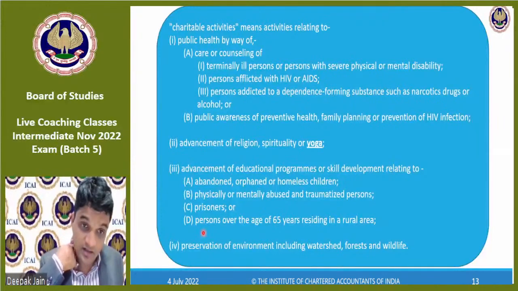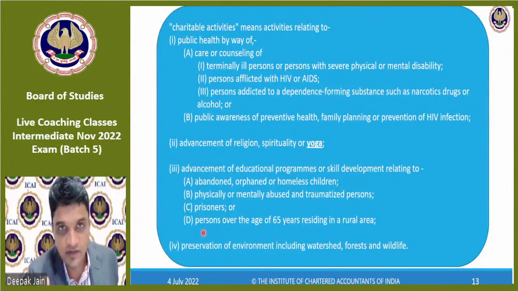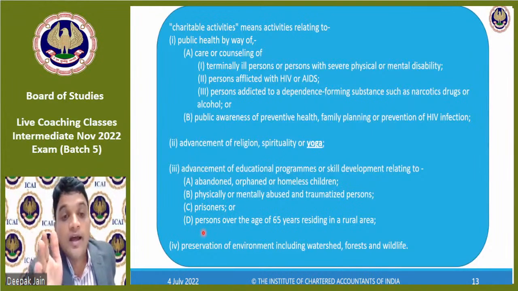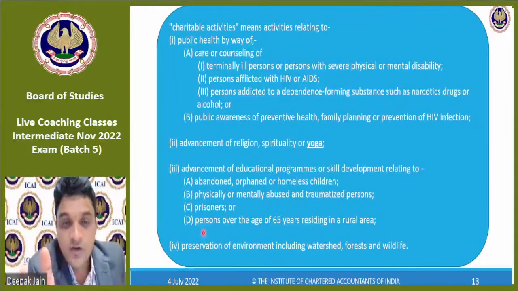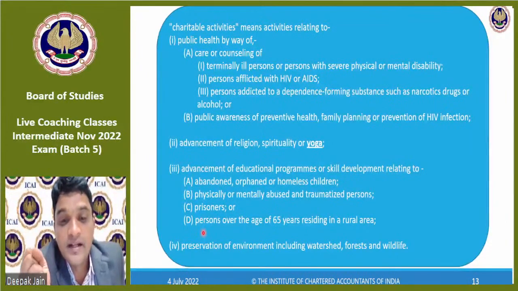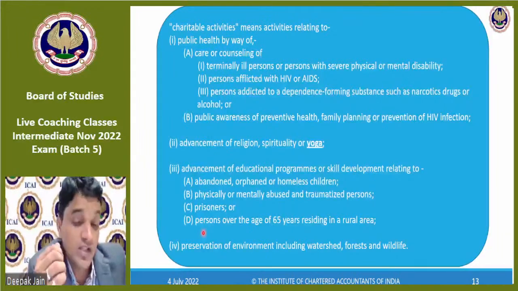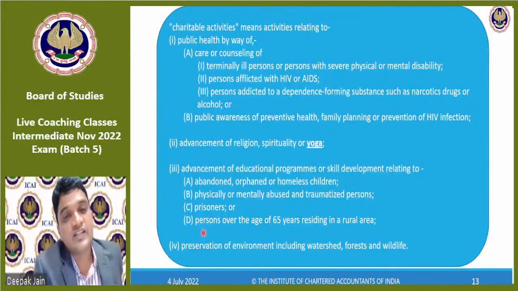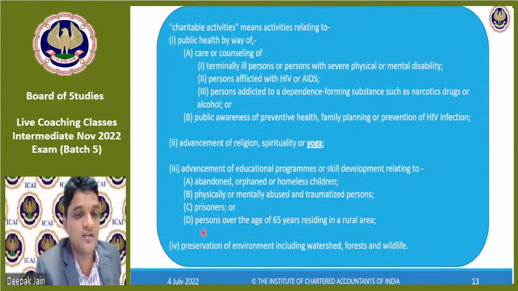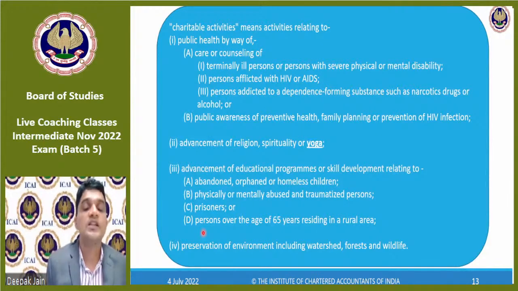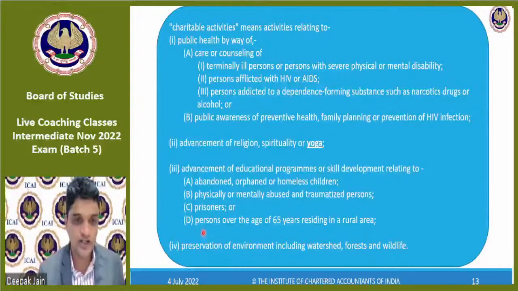So for advancement of educational programs or skill development, we have seen that it applies specifically to abandoned, orphaned or homeless children, physically or mentally abused and traumatized persons, prisoners or senior citizens. I call them senior citizens, persons over the age of 65 years. Generally we see 60 years as the cutoff, right? But here they mention 65 years, so be careful, 65 years who are residing in rural areas.